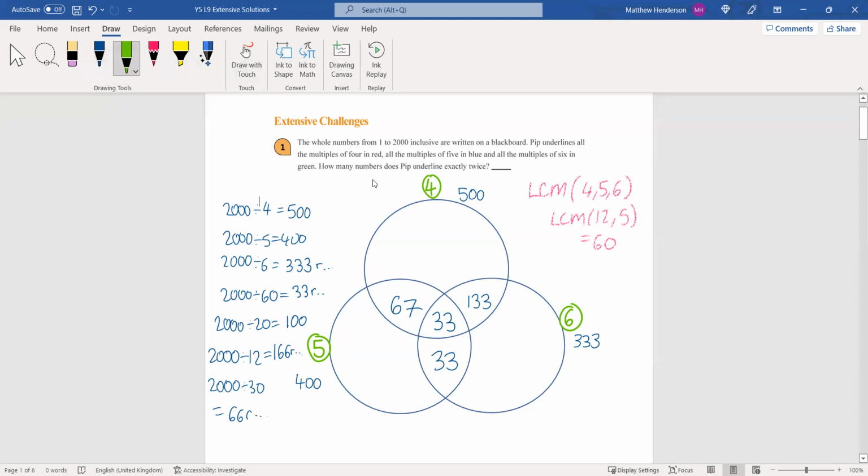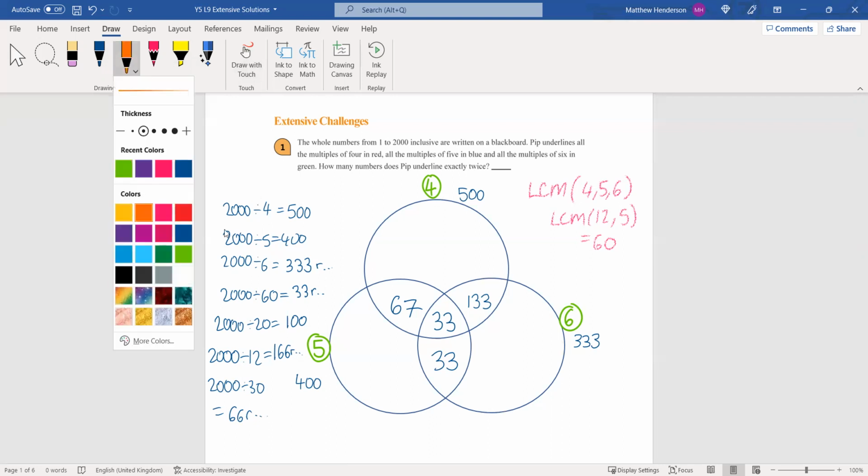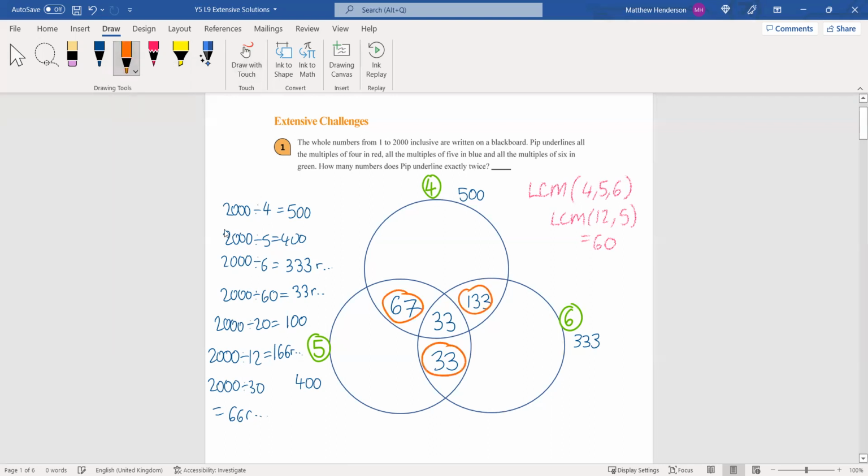So now, in order to answer the question, how many numbers does Pip underline twice? I need to find the total of this number, and this number, and this number, as those are the ones that appear in just 2 circles only. Okay, so 67 plus 33 makes 100, plus 133 makes our answer of 233 numbers.